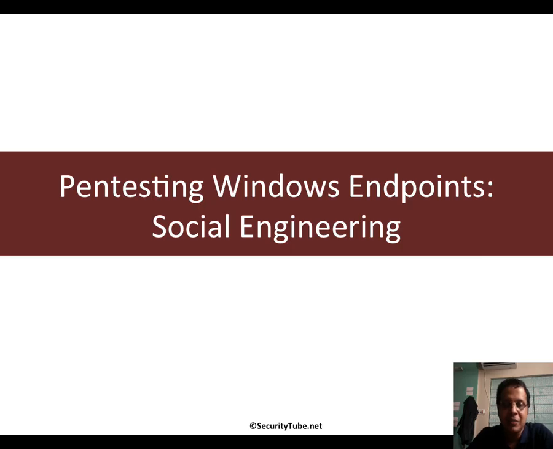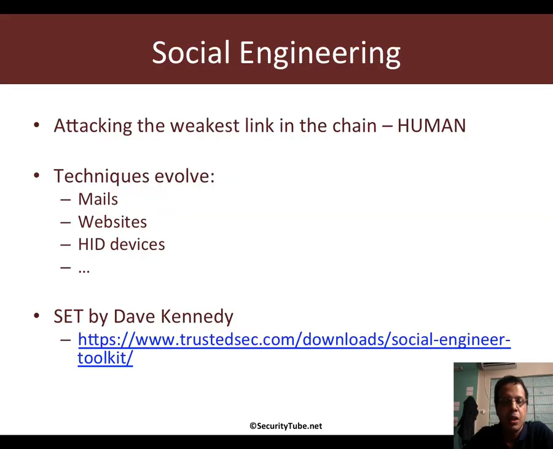Now in this video, we will look at using social engineering as an attack vector to compromise Windows endpoints. Now, as most of you already know, social engineering is really attacking the weakest link in the chain, which is the human being. The techniques used for social engineering pretty much evolve as people eventually figure out that this is a way by which their security or their company's security gets compromised.